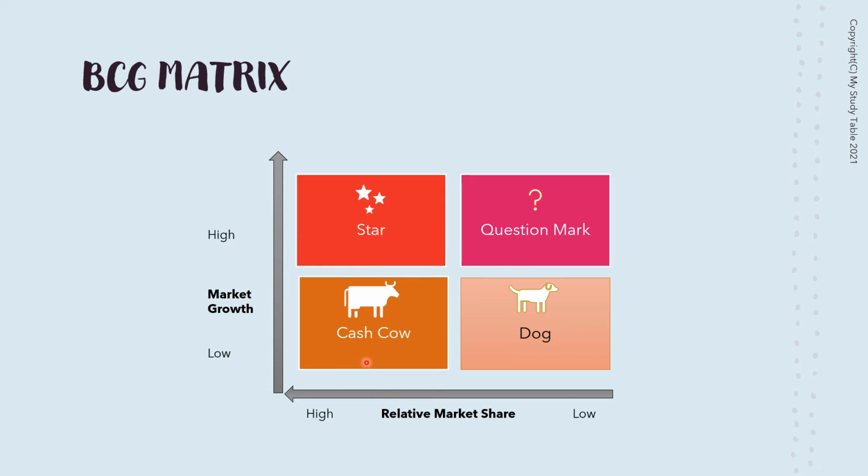The companies need to place the products that they have in each of these quadrants based on these 2 factors, which is the market share and the market growth. Once they place the products in each of these quadrants, they can go ahead with further analysis and strategizing.